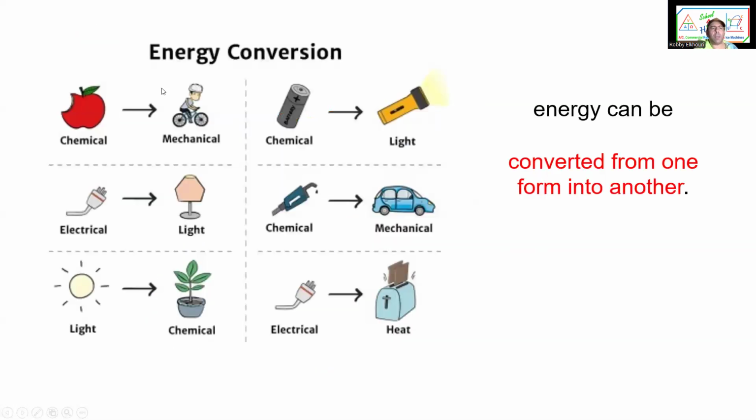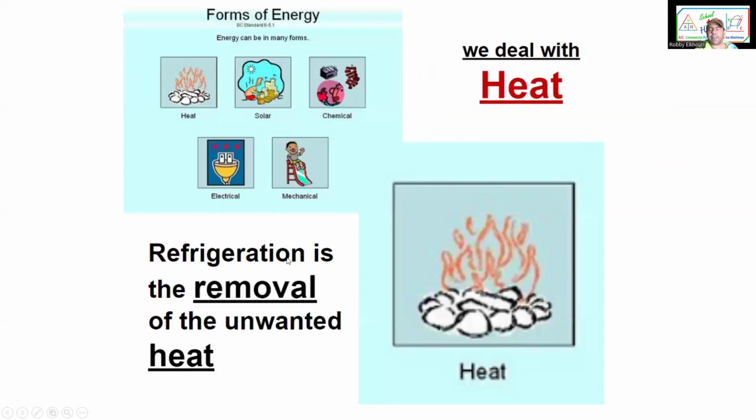Alrighty, so energy. I drink coffee, it gives me energy. The energy of the battery gives light, etc. Energy cannot be created or destroyed, and heat is a form of energy. That's what we deal with. And in refrigeration, we cannot create energy. We cannot create heat. So refrigeration is the removal of the unwanted heat. That's how we can remove it.